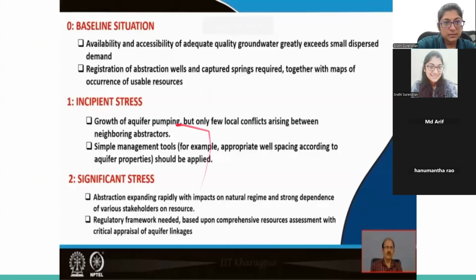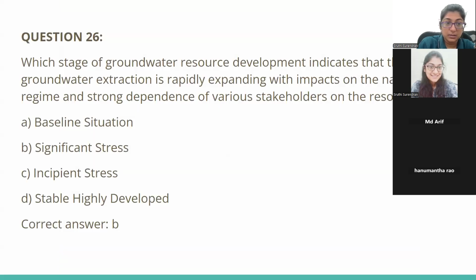We'll go here. The first one is baseline. Second is there is an increase in the aquifer and small conflicts. Significant stress is when the abstraction is rapidly expanding and it is starting to impact the natural availability of groundwater or the flow or whatever it is associated with the groundwater. Such a stage of development is called significant stress. So the correct answer would be option B.